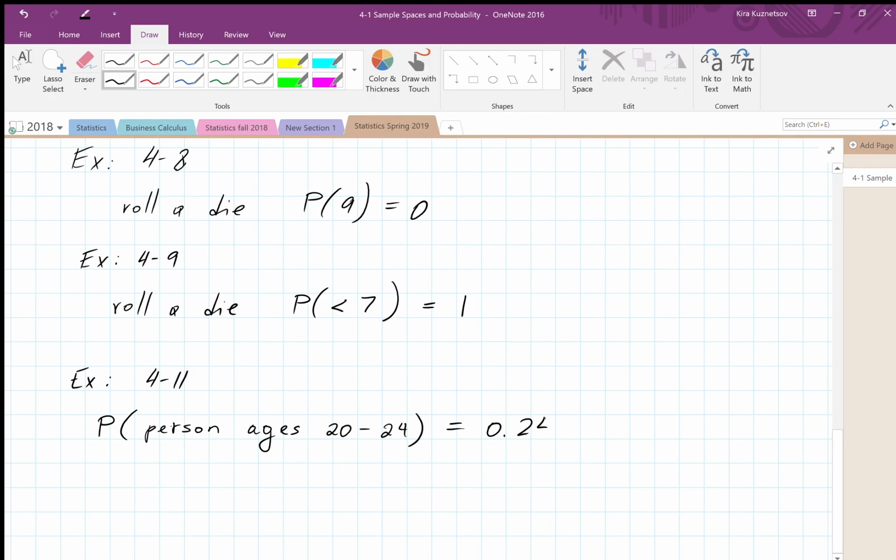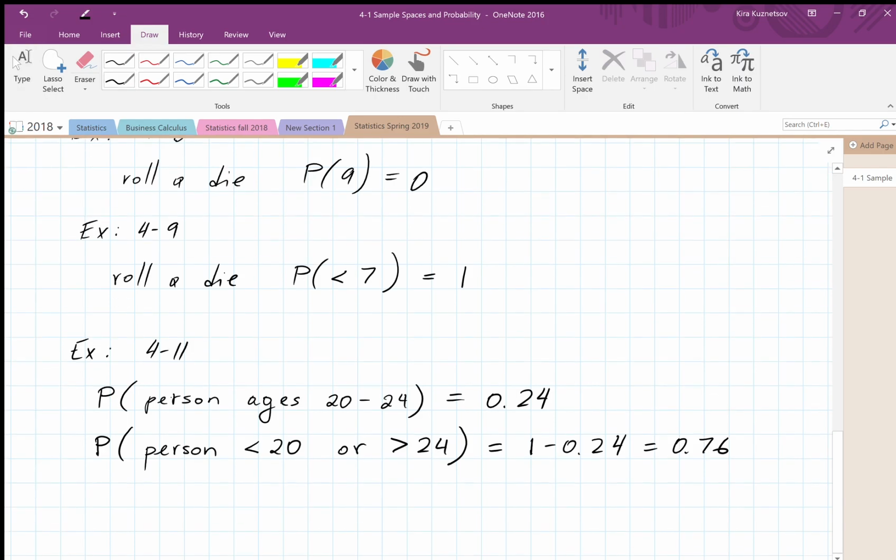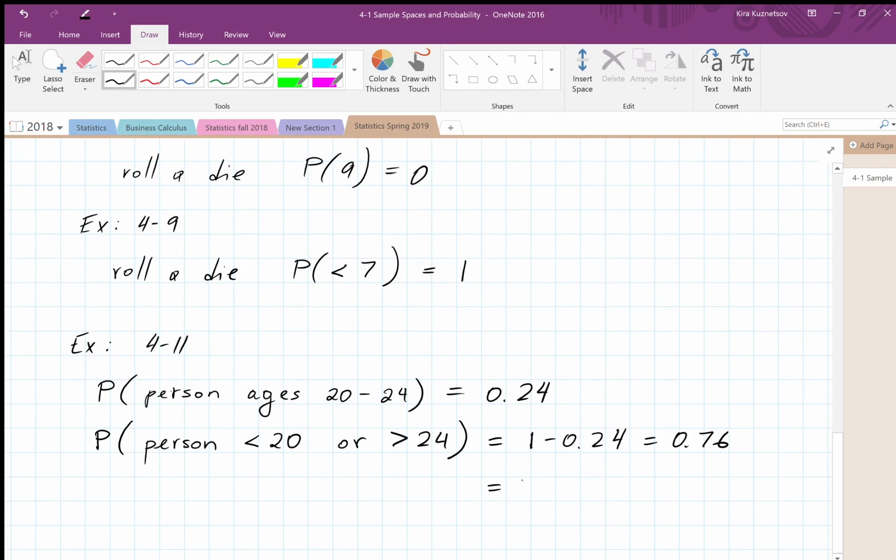Now they gave me this as 24%. I'll write this down as 0.24. So the probability that the person is younger than 20 or older than 24 has to be everybody else. So this is my complement. So 1 minus 0.24, I will get my 0.76. This is an appropriate answer. If you want to rewrite this, change this to a percentage.